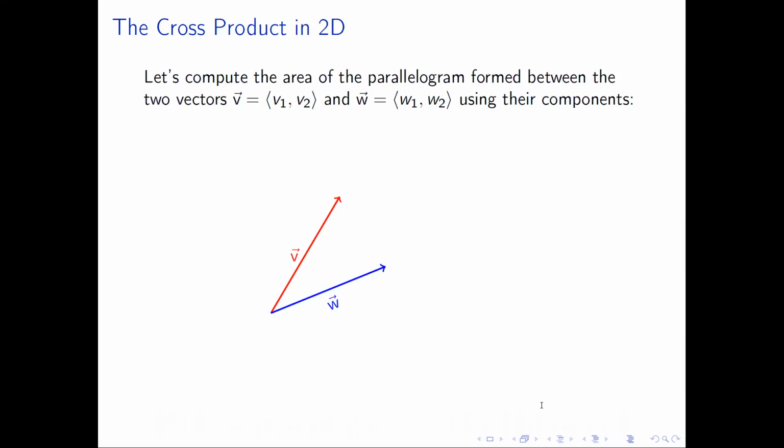Now let's talk about how to find the formula. So we do a basic case and we leave the more complicated case up to you. And the basic case is, let's compute the area of the parallelogram formed between two vectors, v and w. If I can compute the area, then I can relate that to the cross product, because the magnitude of the cross product is that area.